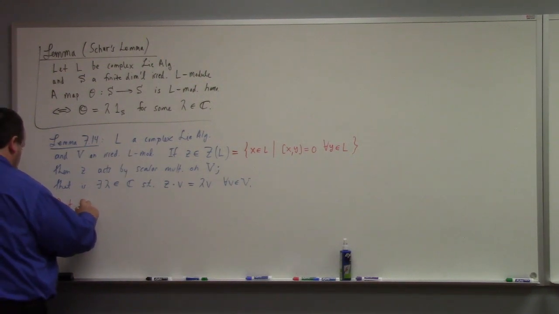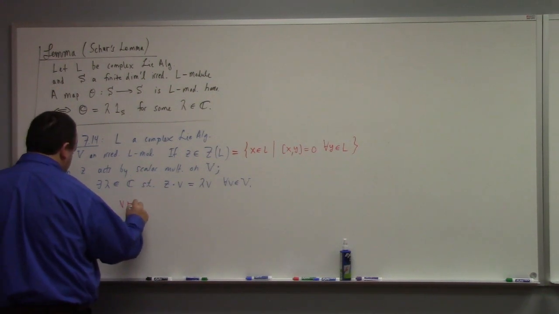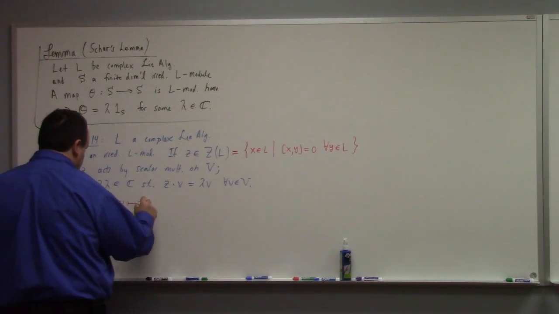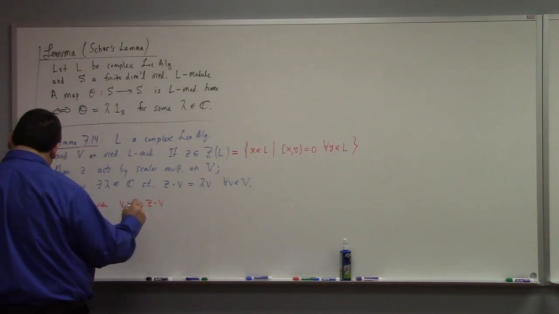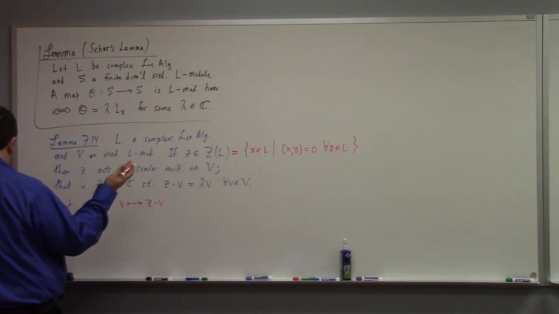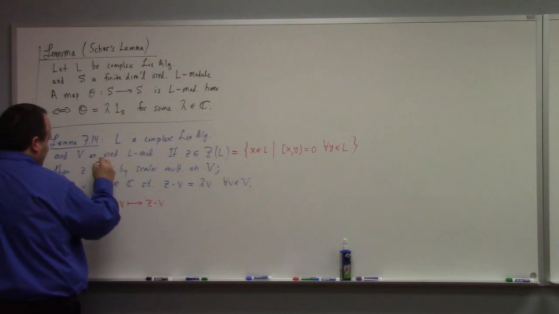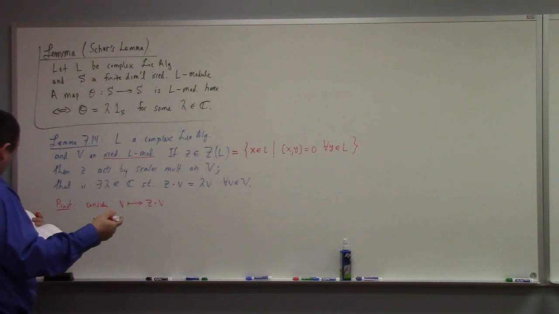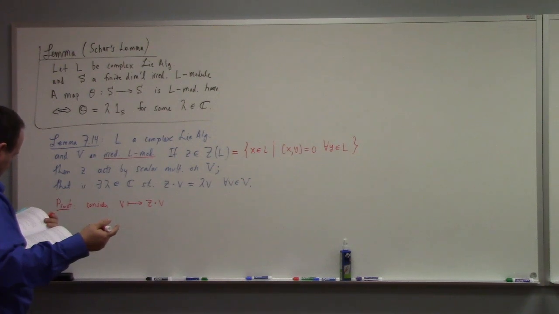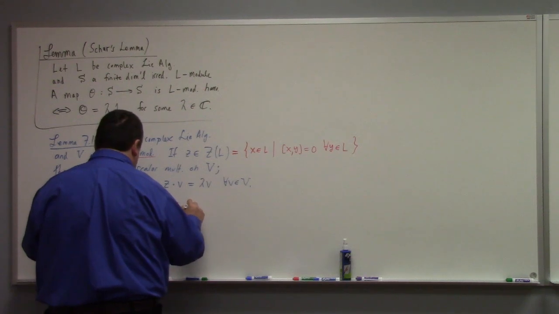So here's the proof of this lemma. He says, consider the map V maps to Z dot V. Okay, V is an irreducible L module, right? So we have a dot to work with. Is it an L module homomorphism?